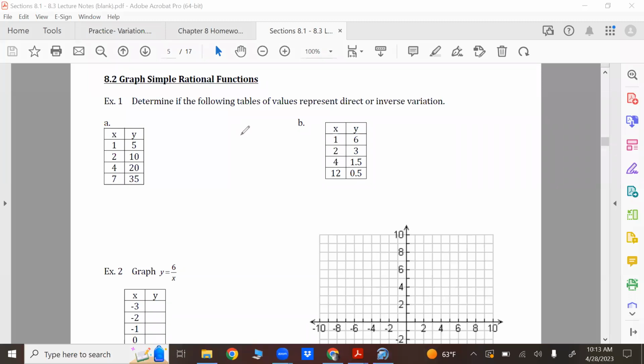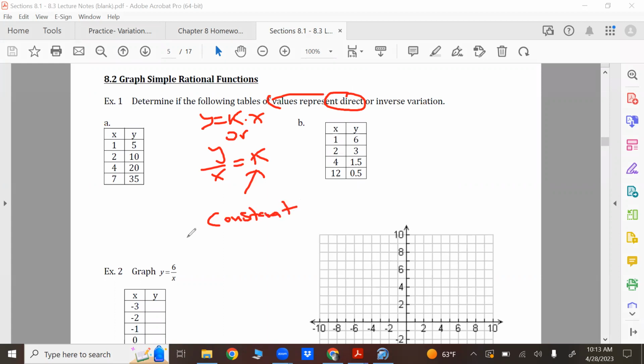But anyway, for now, let's just do a little review. So direct variation, remember what that means, is that y equals k times x, or y over x equals k. Remember, k is a constant. So x and y should be a constant ratio. So if I divide x and y, it should always be the same.